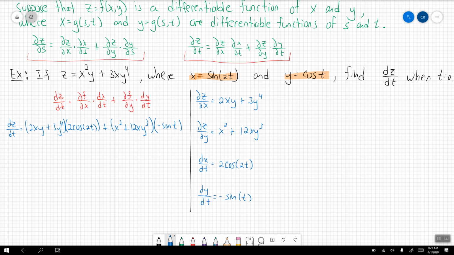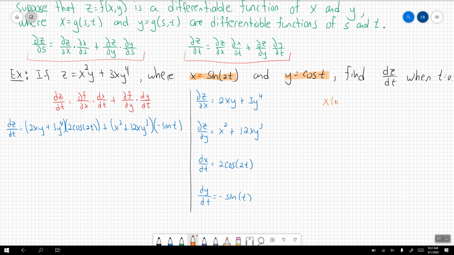Now, if you notice, our derivative is mixed here. It has cosines, it has t's, it has x's, and it has y's, which means we need to go back through and evaluate what value x and y take when t is equal to 0. So we need to find those values. Let's go through and do some work here.